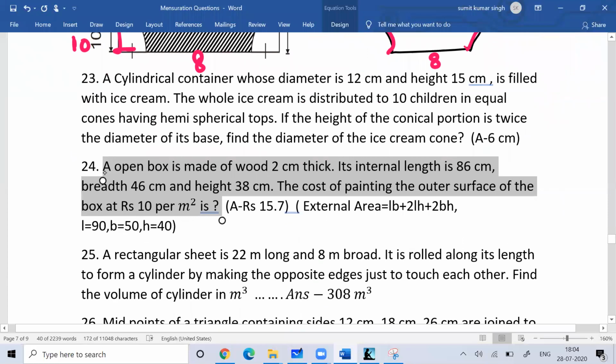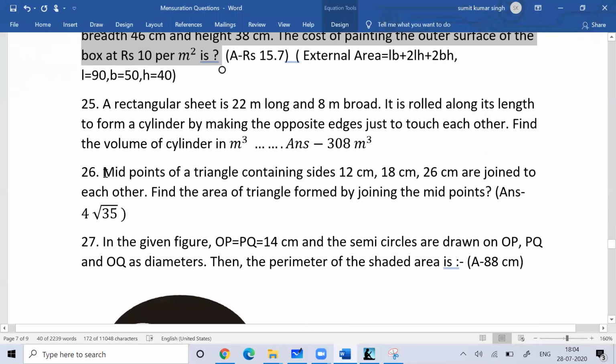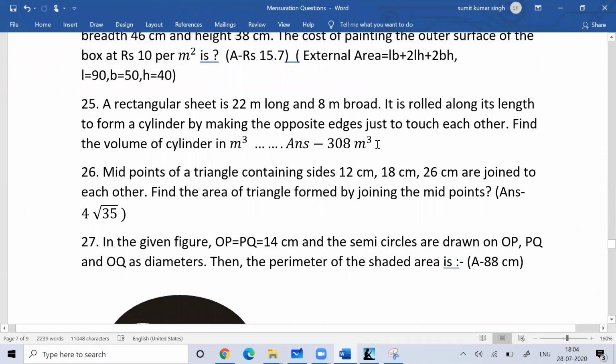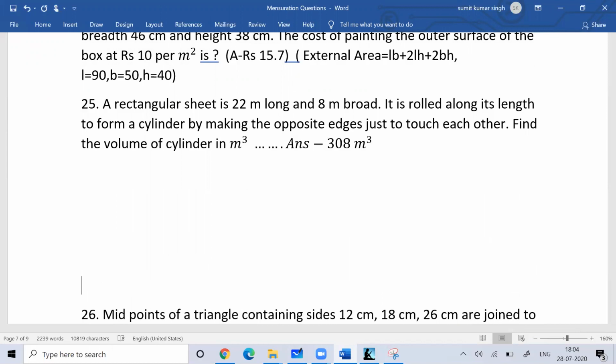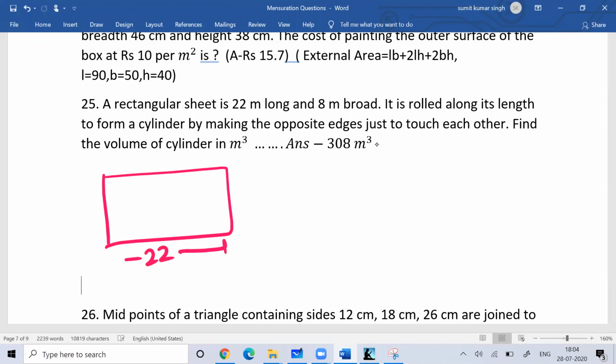Now the next question. A rectangular sheet is 22 meter long and 8 meter wide, and it is rolled along the length to form a cylinder.